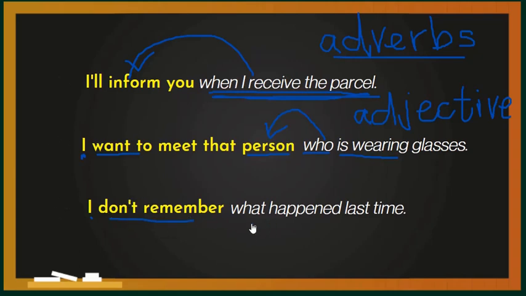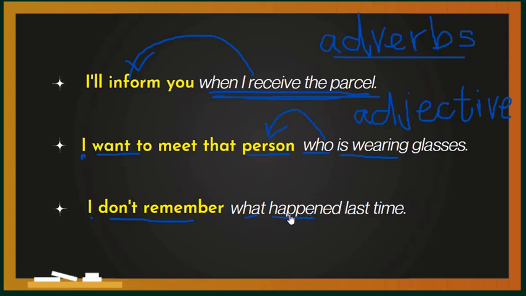So this is a clause. What happened? What is the subject? Happened is an action or a verb. So this is also a clause. I don't remember what happened last time.